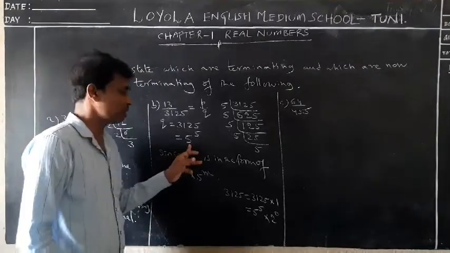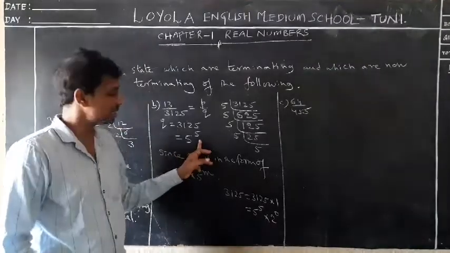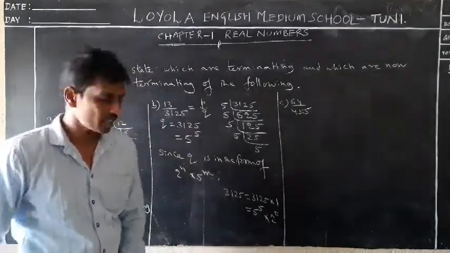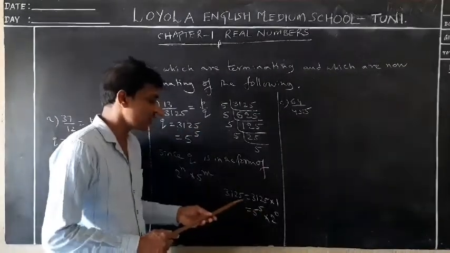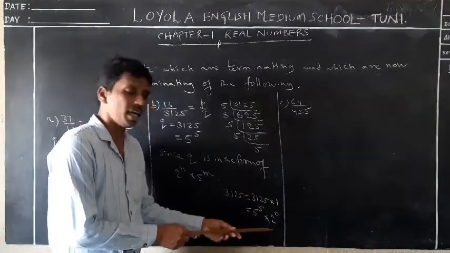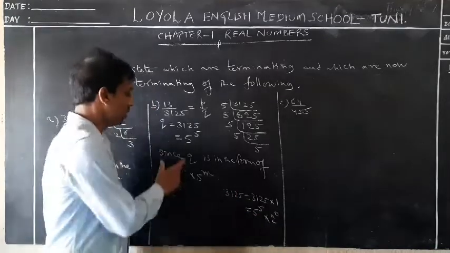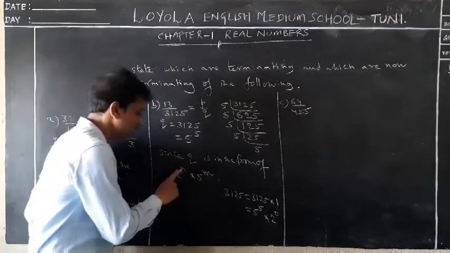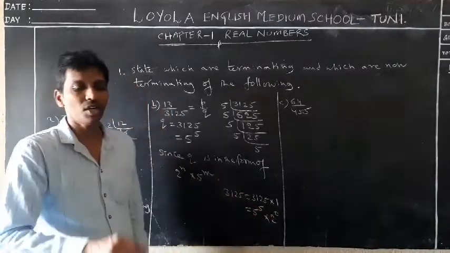Means if 5 power 5 is there, we should expect 2 power something is also present. Why? Because we can write 3125 as the product of 3125 into 1. Instead of 1, I am writing 2 power 0. Now this expansion is in the form of 2 power n into 5 power n. Of course, n value is 0. We need not bother about it.